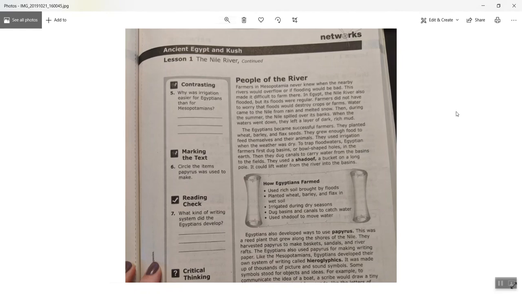How Egyptians farmed. They used rich soil brought by floods. They planted wheat, barley, and flax in wet soil. They irrigated during dry seasons. They dug basins and canals to catch water. They used shaduf to move water.